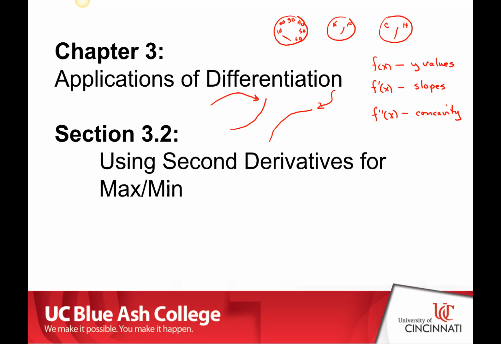Okay? So as we move into chapter 3, section 2, we're going to have all three of these things. You're going to have the function, you're going to have the first derivative, you're going to have the second derivative. Be sure that you always keep them labeled. Okay, f equals, f prime equals, f double prime equals.